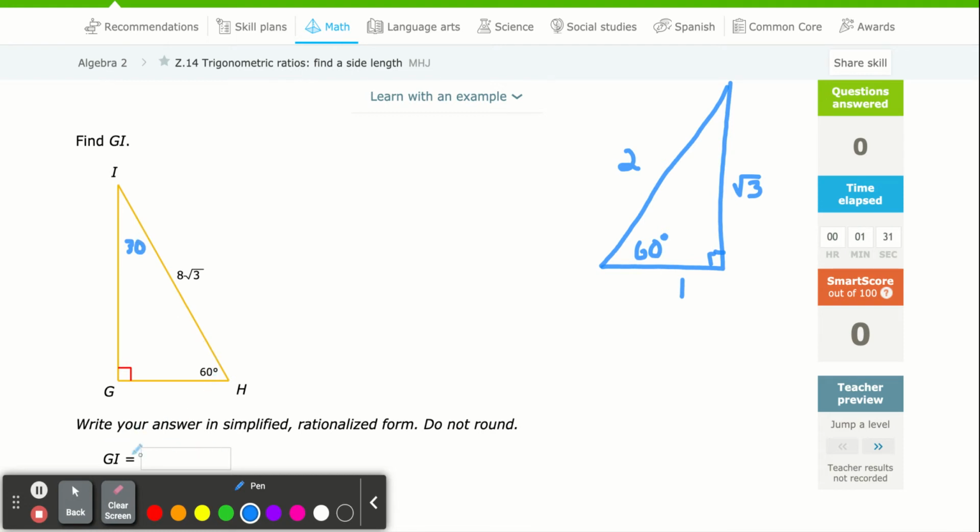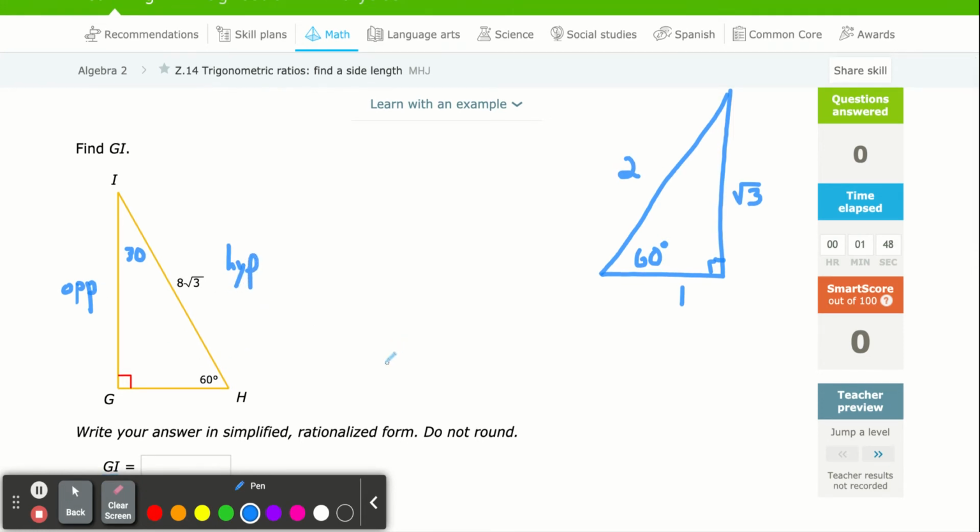The question asks us to find the length of GI. GI is this opposite side of angle H, the 60 degree angle we're given. We also know the hypotenuse. So which trig function uses the opposite and the hypotenuse? Well, that's the sine. I can find the sine of a 60 degree angle using our special right triangle, which I've drawn over here. Sine of 60 degrees is going to equal the square root of 3 over 2.